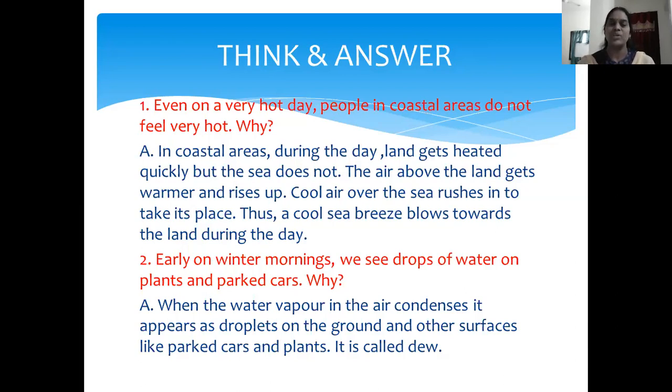Yes. So, next one. Early on winter mornings, we see drops of water on plants and parked cars. Why? When the water vapor in the air condenses, it appears as droplets on the ground and other surfaces like parked cars and plants. It is called dew. As I said, in the early morning, if you go for a walk, you can observe the droplets on the car as well as on the leaf. It looks very beautiful. So it is nothing but dew. This is the think and answer.